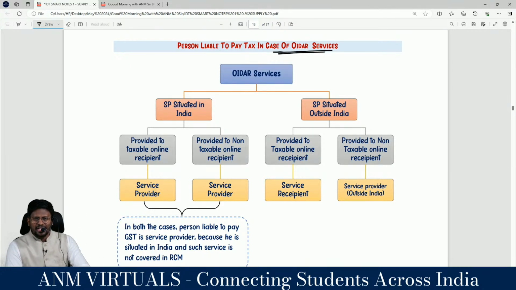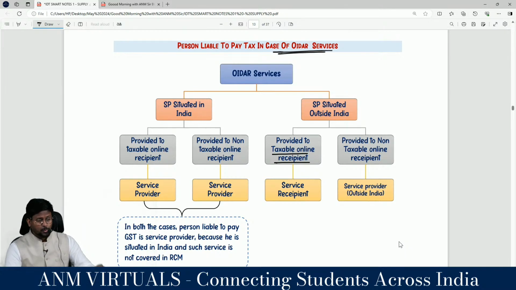Whereas if the OIDAR service provider is situated outside India and the recipient is situated in India being a taxable recipient, a registered person, RCM will work. So the service recipient is the person liable to pay GST in India. Whereas if the service provider is situated outside India and the service recipient is a non-taxable online recipient, my dear lovable students, then FCM will be applicable. The service provider situated outside India is the person liable to pay tax.